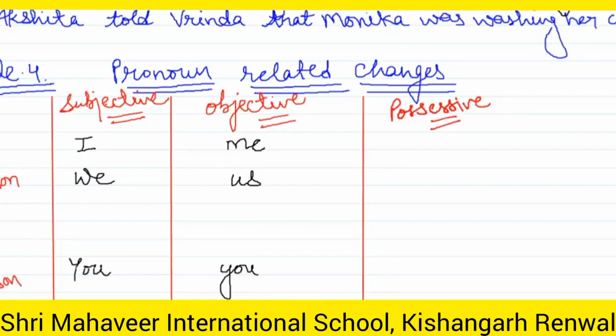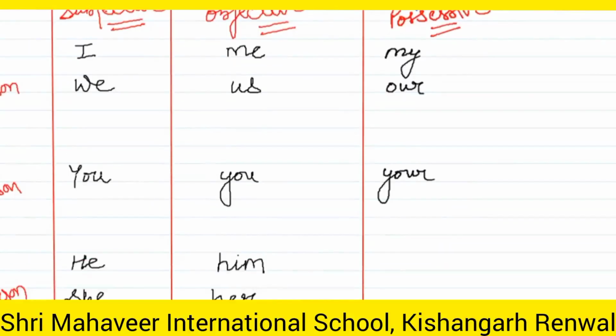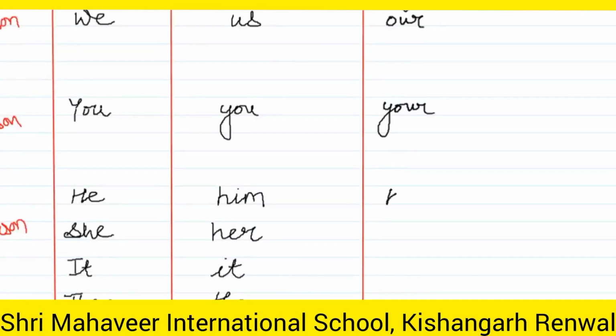Let's take one example. To show possession, suppose there is a car. So what I would say is, it is my car. So my is a possessive pronoun. It is our car. Again, it is a possessive pronoun. It is your car. It is his car. It is her car. It is its car. It is their car.